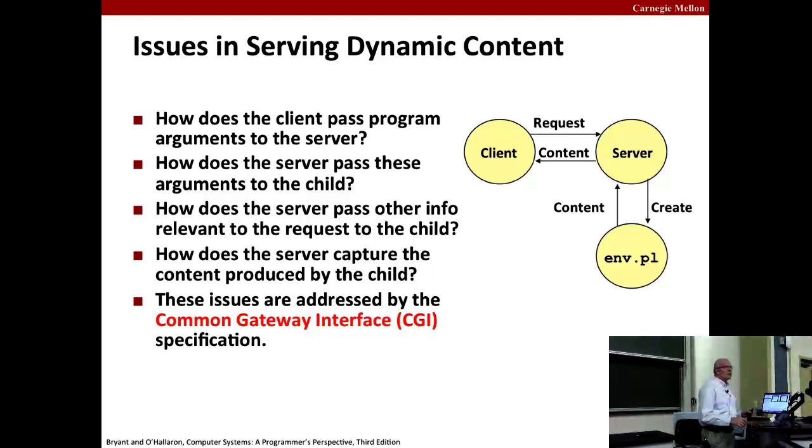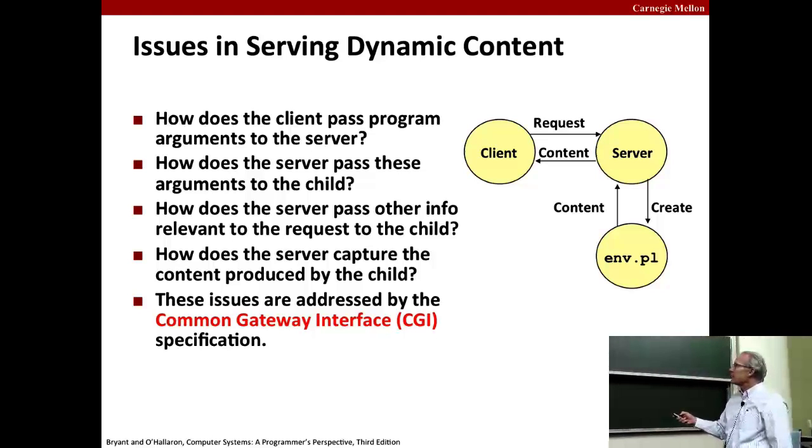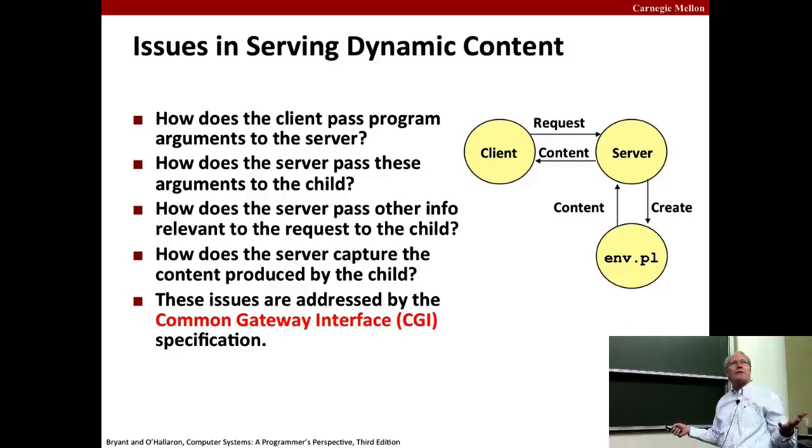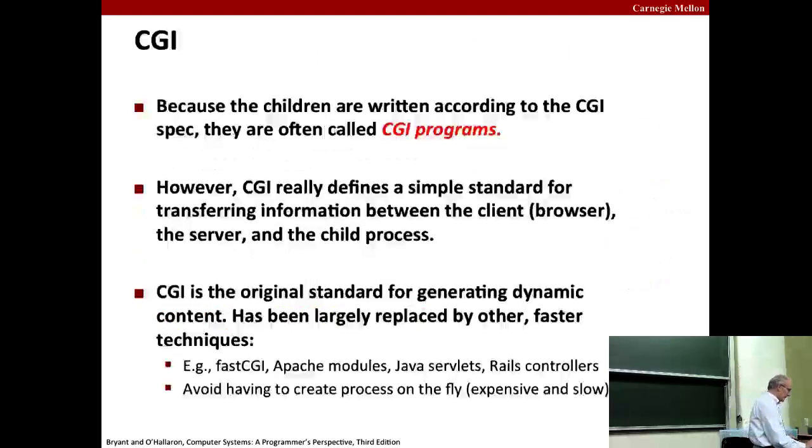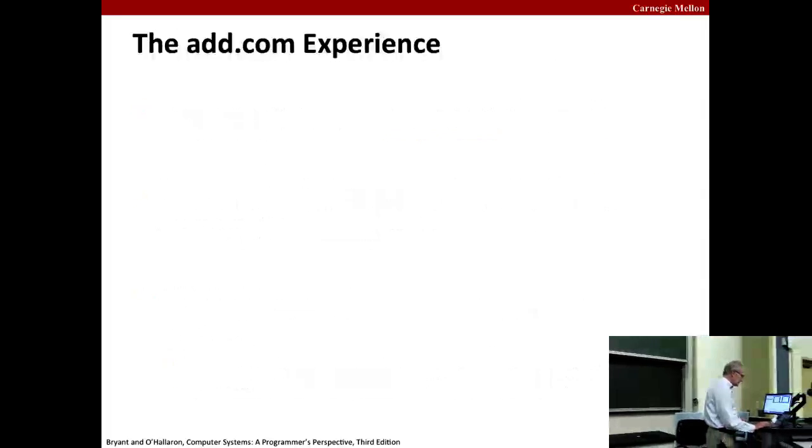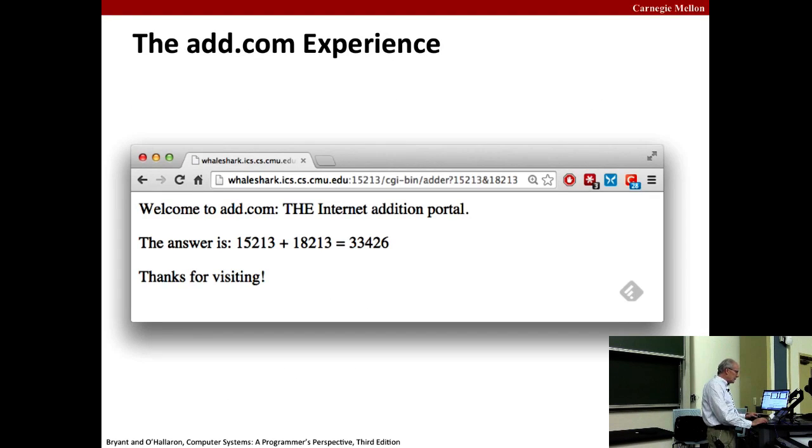So there's a few details we've got to figure out to make this work. One is how will I actually pass arguments? How will env.pl know what's being passed to it as arguments? How will env.pl get whatever HTML page it creates back to the server so that the server can send it to the client? Those are all the sort of details of the CGI specification. CGI stands for Common Gateway Interface.